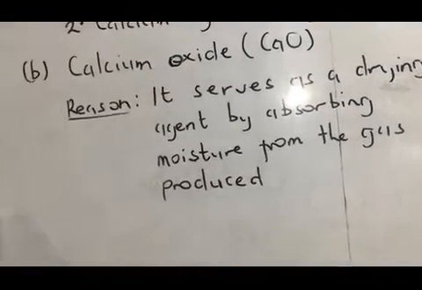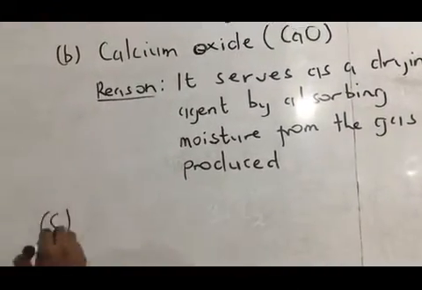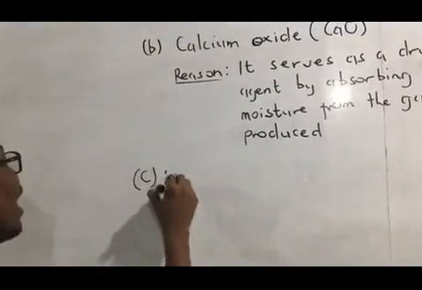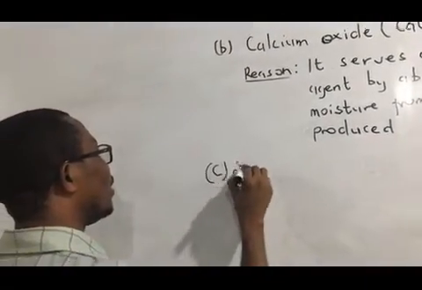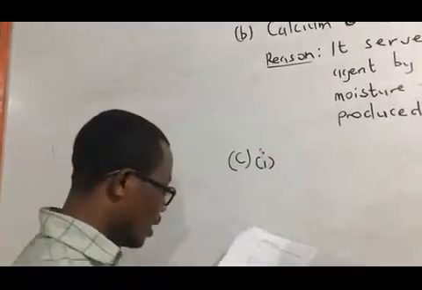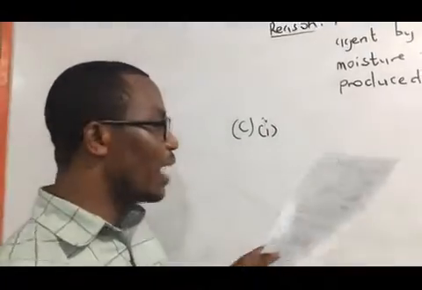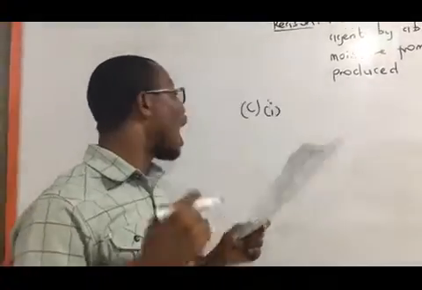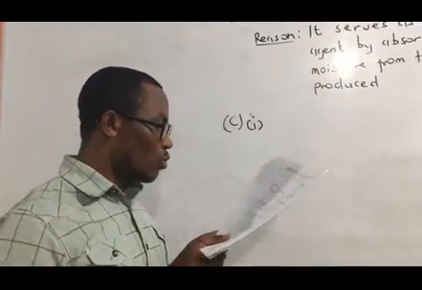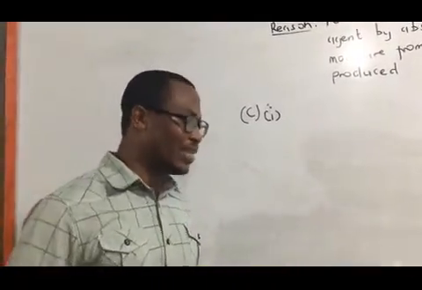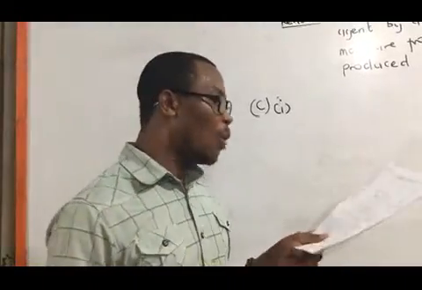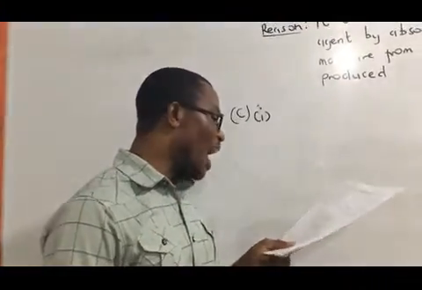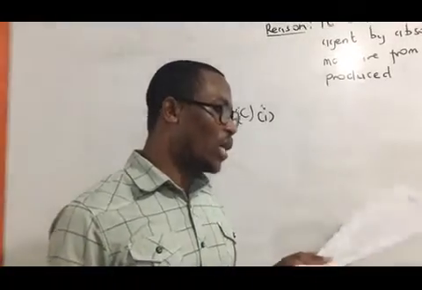Okay, and then C. C says, we have CI and then CII. The C says, how would you identify the ammonia gas? I, chemically, and then II, physically. So chemically, that means you are looking at a chemical test for ammonia gas. And then II, physically, so a physical test for ammonia gas.